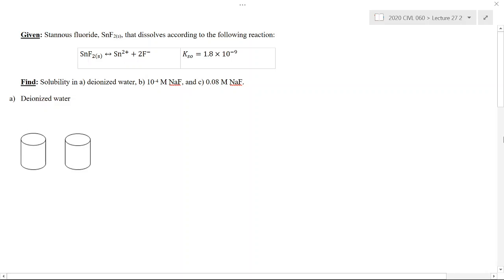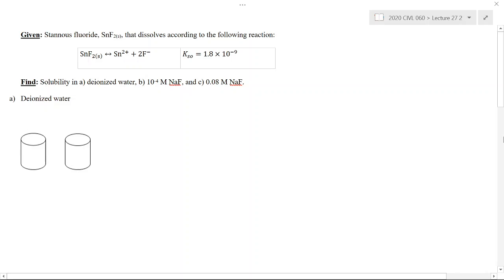Okay, so first I'm going to solve the solubility in deionized water, and then in a lightly salty solution with fluoride as the common ion, and then in a more salty solution where the ionic strength effects become important. Okay, so first we'll solve the solubility in deionized water.